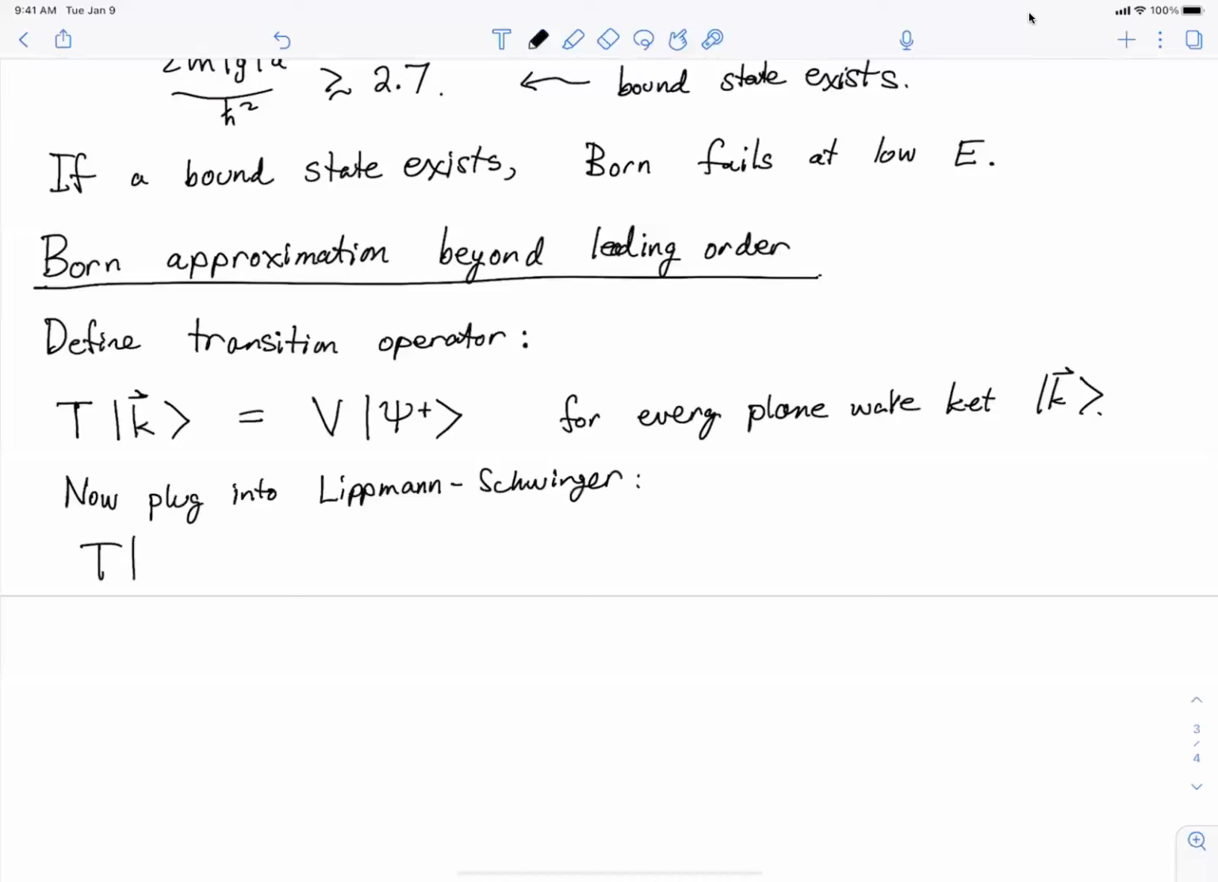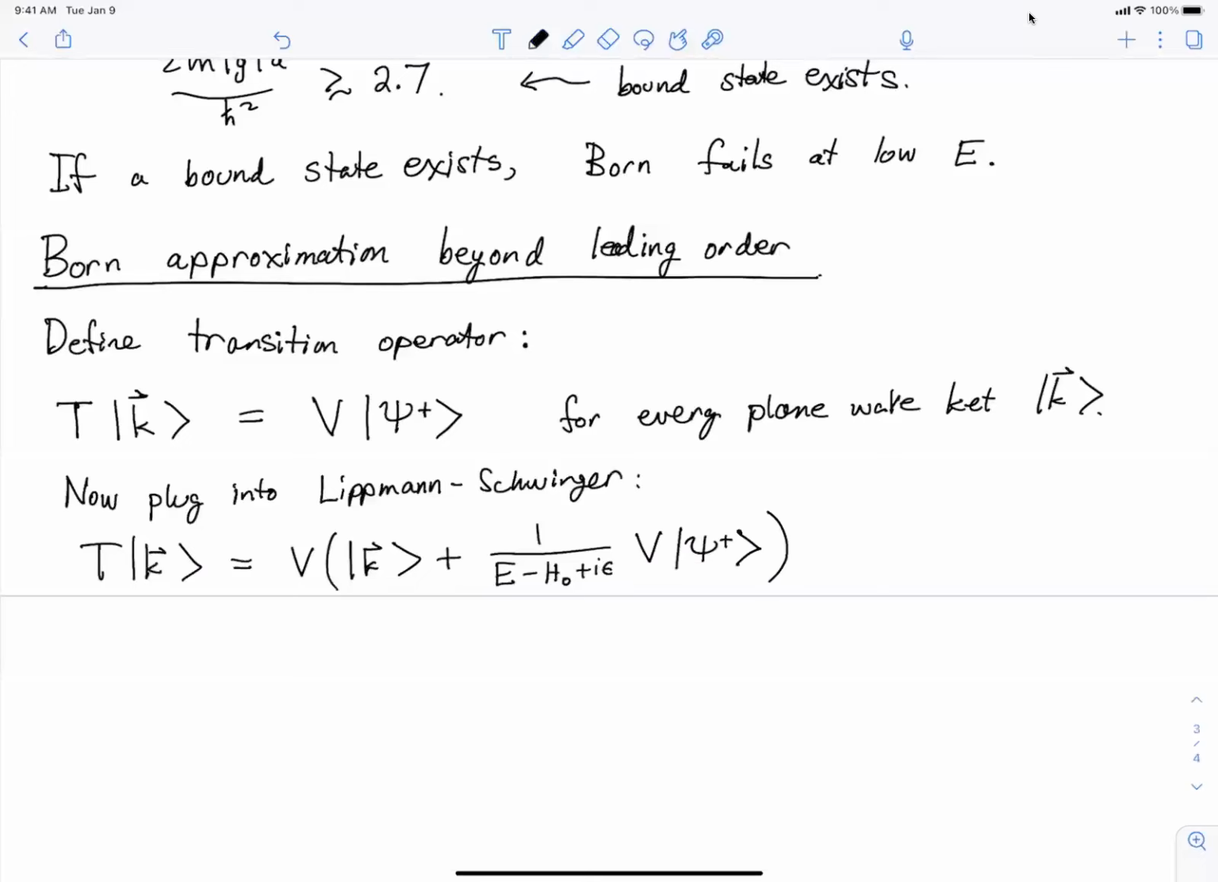Okay, and so we've got T acting on K is equal to V acting on psi plus, but Lippmann-Schwinger tells us psi plus is our plane wave plus the result of the scattering, which looked like this. 1 over E minus the free Hamiltonian plus i epsilon. At the time we wrote it down, we said plus or minus, but now we know it's plus. And then here we have V again times psi plus. Okay, so that's what Lippmann-Schwinger tells us.